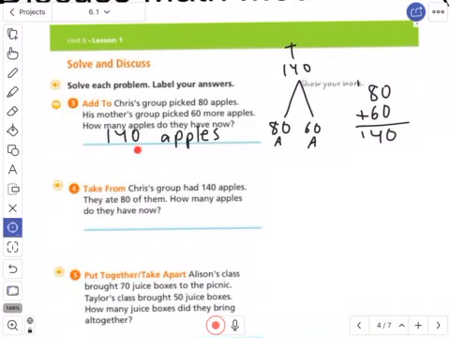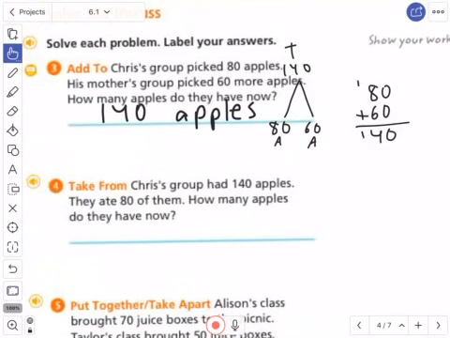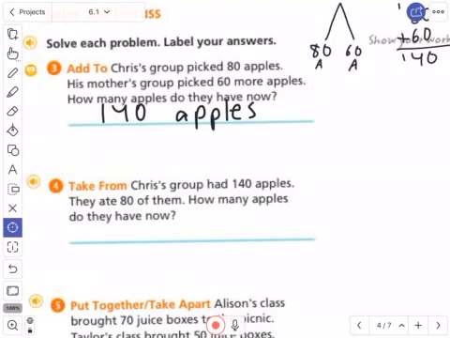Before I go to number 4, just remember it's an add to, because Chris's group had 80, so we started with 80. His mother's group picked 60, so we added more to the 80. So we did 80 plus 60. Okay, so now we're going to go to number 4. This is a take from. Oh, take from, so I don't know if that sounds like plus. That might sound like a minus. Chris's group had 140 apples. They ate 80 of them. How many apples do they have now?